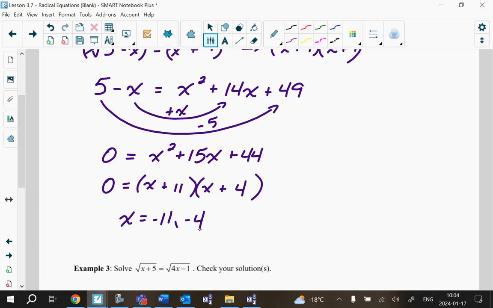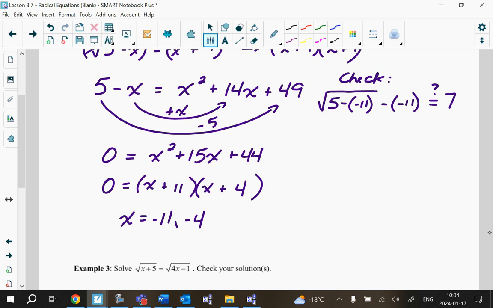Now we have to check each one. So, let's start with negative 11. Does the square root of 5 minus negative 11, minus negative 11, equal 7? Remember, plug it back into the original. Okay, so 5 plus 11 plus 11.